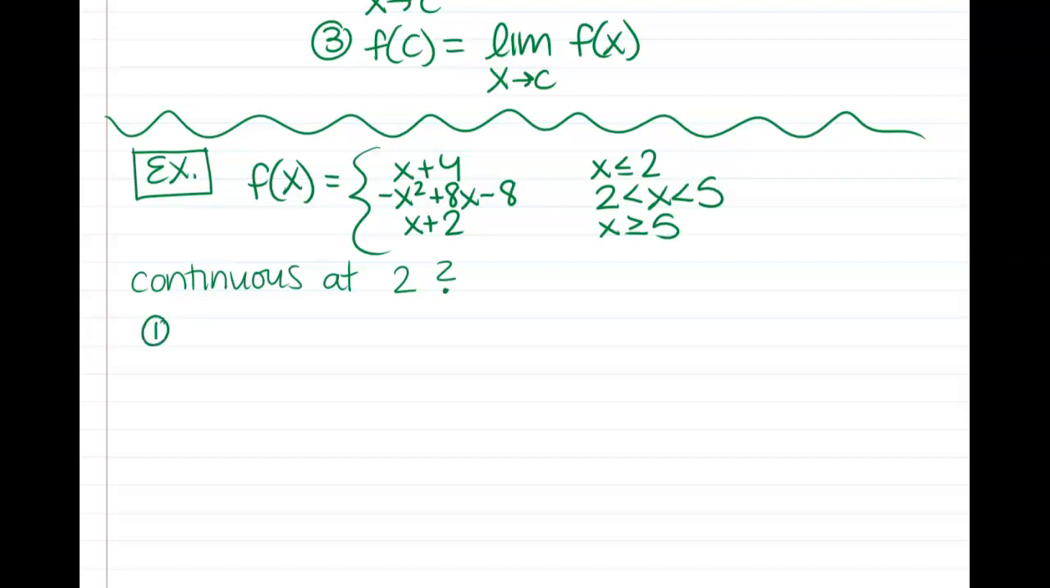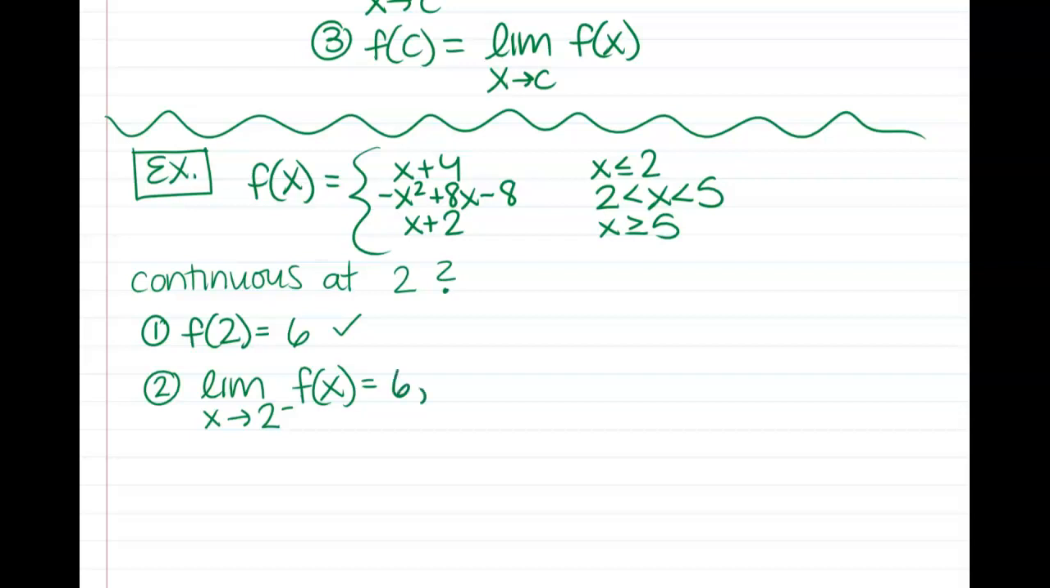So number 1, let's see if f of 2 exists. So f of 2, since x is less than or equal to 2 for x plus 4, 2 is included. So f of 2 is 2 plus 4, which is 6. It exists. Check, that one's okay. Number 2, we have to find the limit, so check both sides. The limit as x approaches 2 from the left of f of x, from the left is less than or equal to 2, so that's x plus 4 again. So 2 plus 4, which is 6.